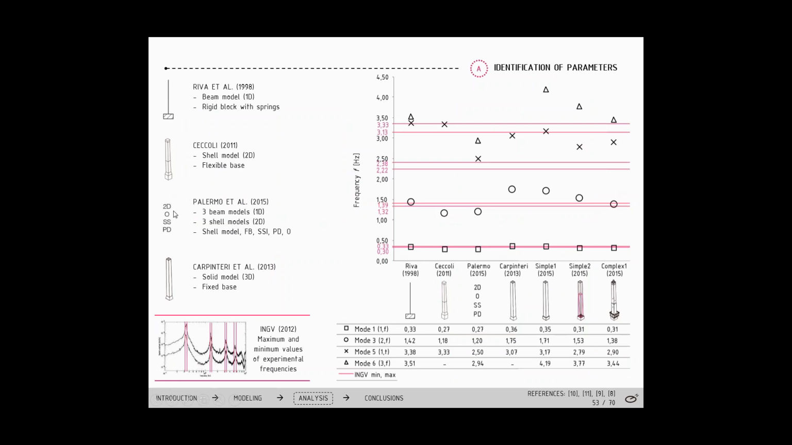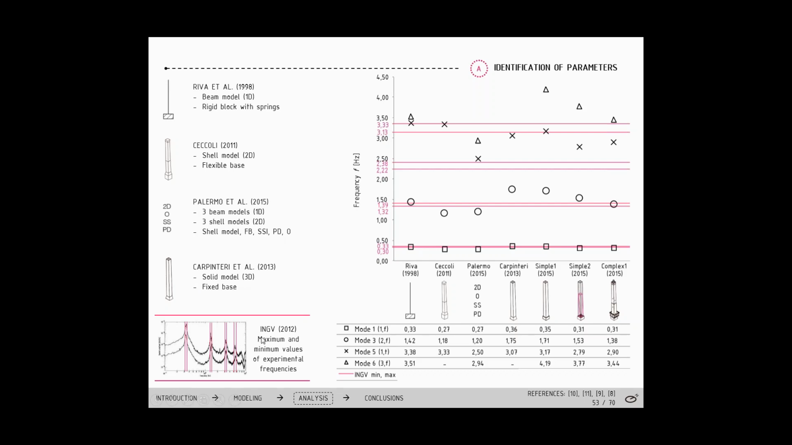The third one is the most accurate of 6 models developed recently. It is a shell model with flexible base, solid structure interaction, P-delta effects, and orthotropic masonry. The last model, as mentioned before, developed by the Politecnico di Torino, is a 3-dimensional model with fixed base.